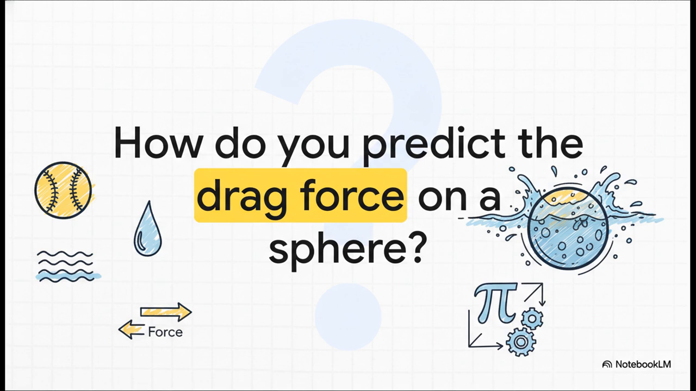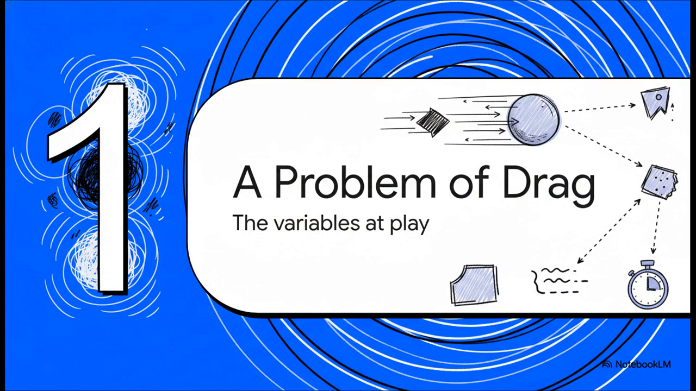Okay, so to get our heads around this, let's start with a classic puzzle. Just picture a simple sphere, maybe a baseball flying through the air, or even a raindrop. Now, how would you figure out the drag force that's acting on it, the resistance it feels? It seems like a pretty straightforward question, but once you start digging in, you realize it gets complicated really, really fast. All right, so to even begin to understand this drag force, we've got to figure out all the different things that are influencing it. And as you're about to see, it's a whole lot more than just how fast the sphere is moving.